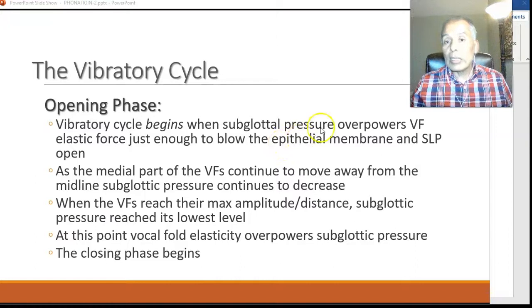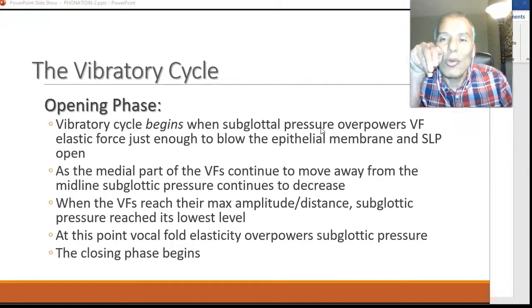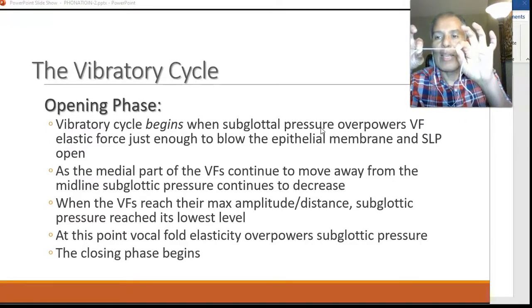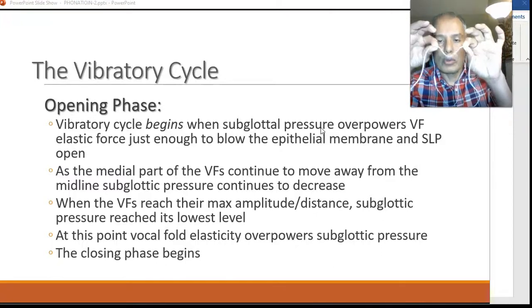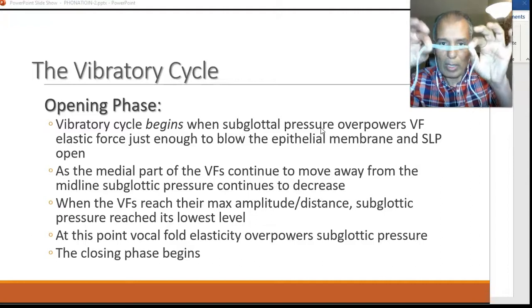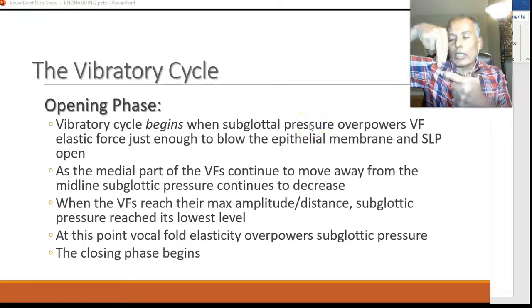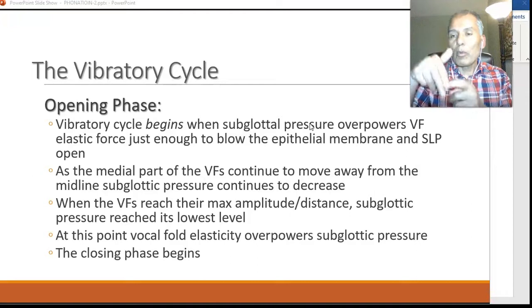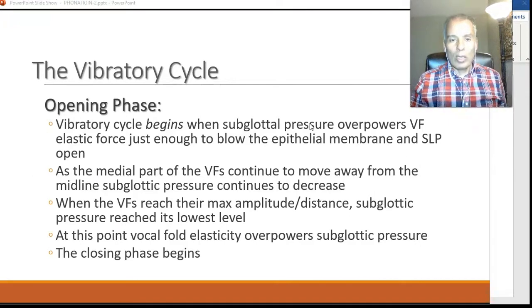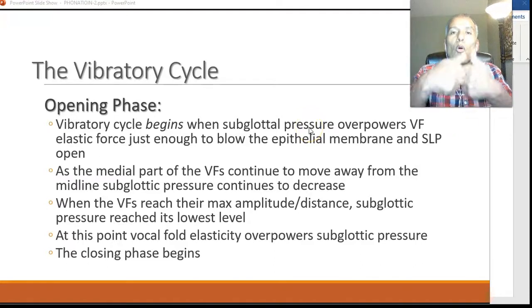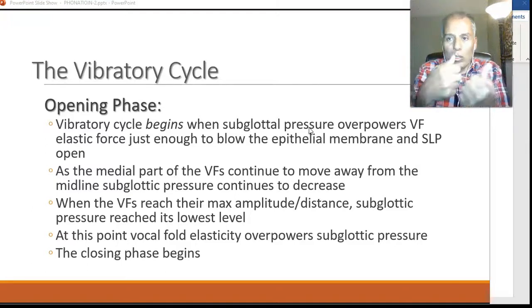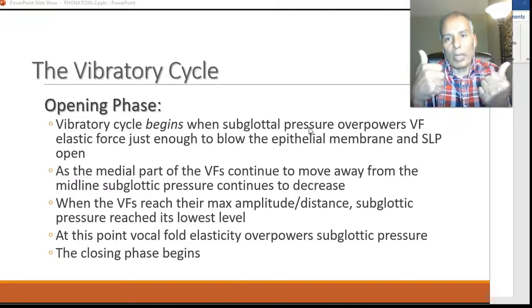So at the point when the vocal folds are fully adducted, the elastic force of the vocal folds is at zero, because the vocal folds are in that position like a piece of elastic. They want to be there. That is the rest position. And if you take them away, they want to come back. So the elastic force is at zero, and in the meantime, the subglottic pressure is at the maximum limit. As a result, subglottic pressure is going to overcome the mucosal edges of the vocal folds, and it will push each vocal fold away from the midline.